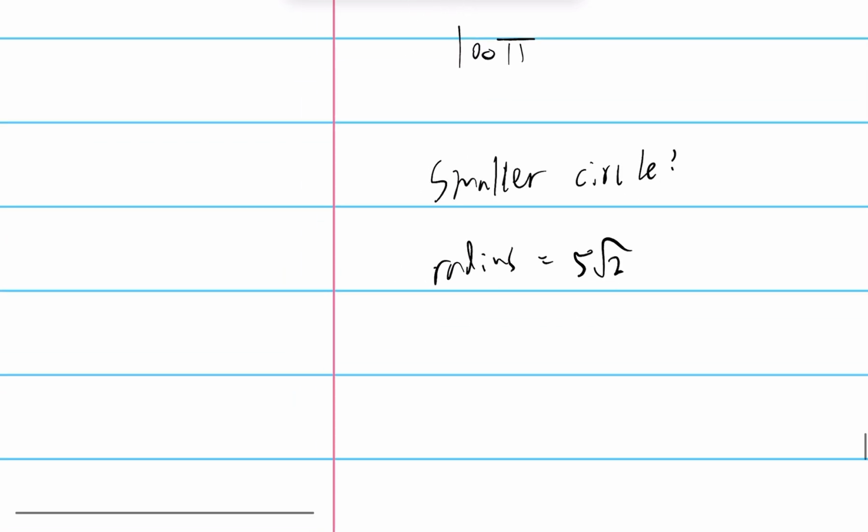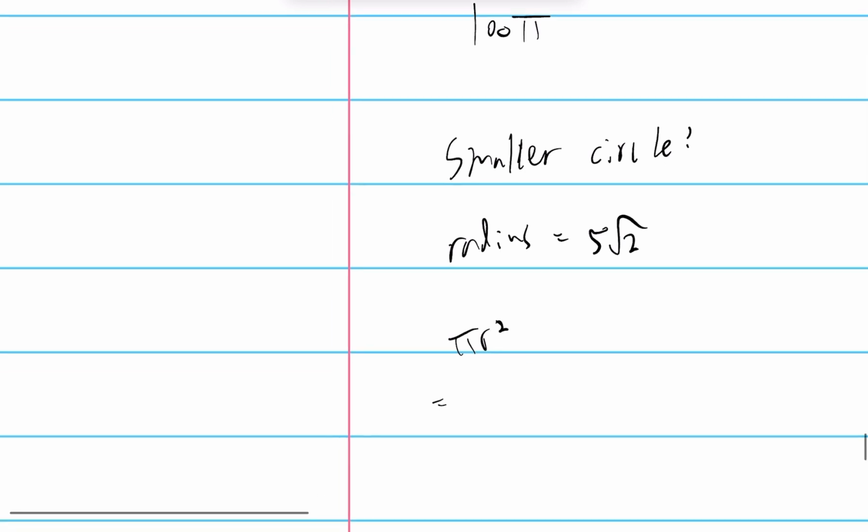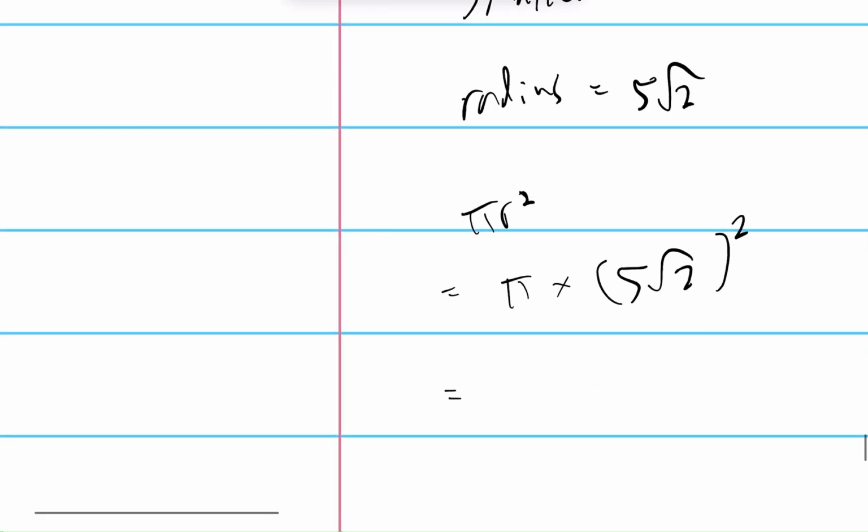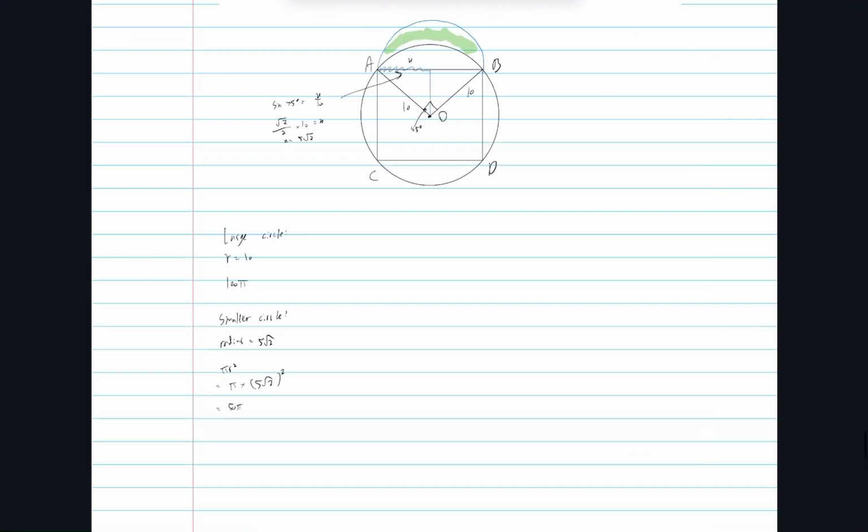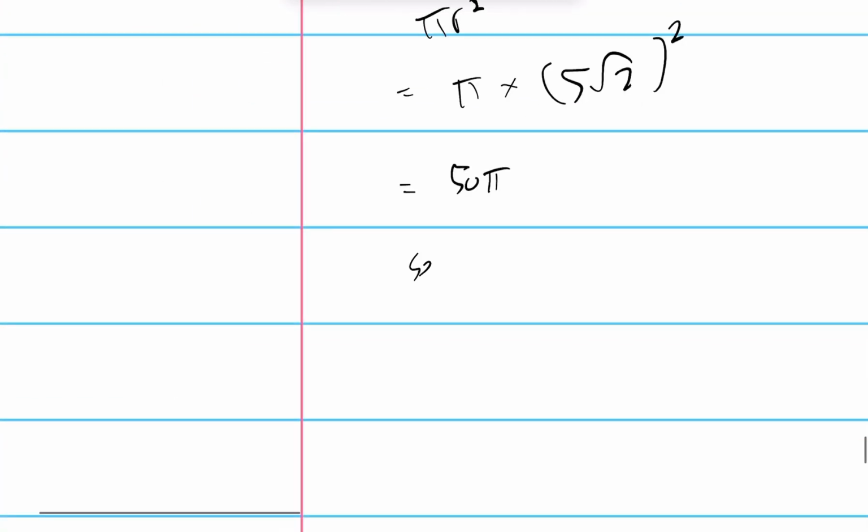And we can find the area. It's going to be pi r squared, pi times 5 root 2 all squared, which is equal to 2 times 25 pi. It's going to be 50 pi. Now the semicircle is going to be half of that, so it's going to be 25 pi.